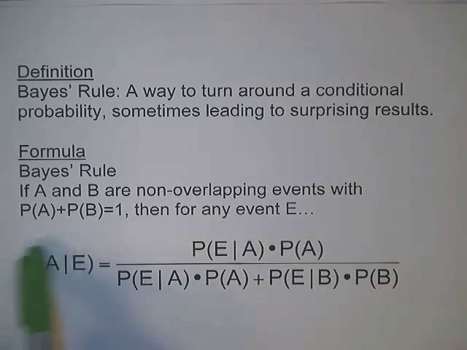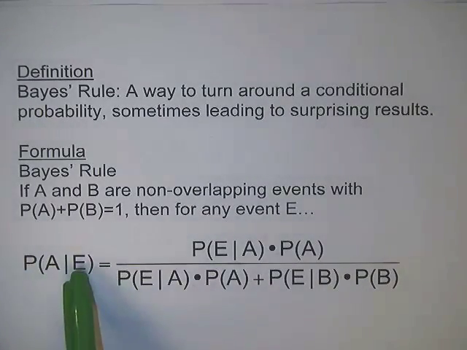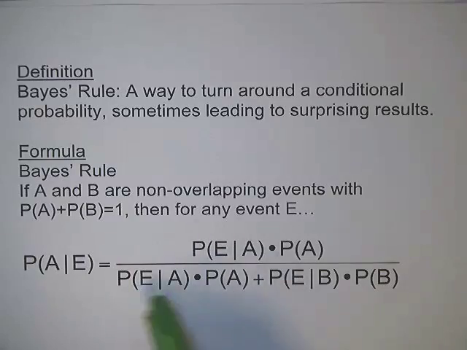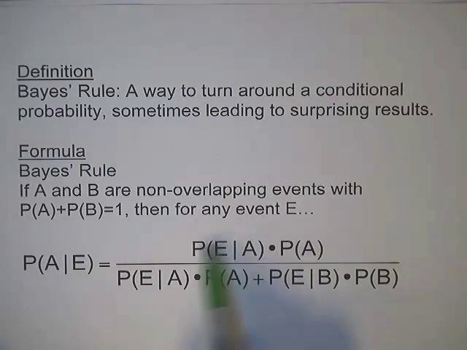Okay, so you notice that the probability we're looking for here is A given E, but in the formula, your events are reversed. It's always the E that comes first in the conditional probabilities. So now what we're going to do, like I said, is make a tree diagram and see if we can figure out where this big formula comes from.